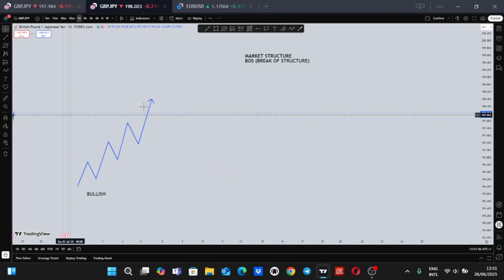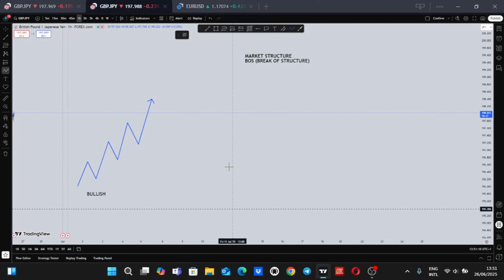So your higher time frame is bullish. On the lower time frame now, what you need to look for is the current break of structure in direction with the market's structure.